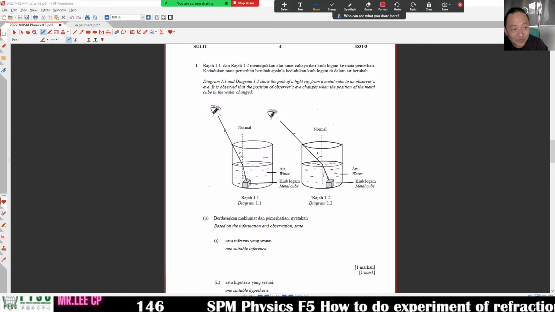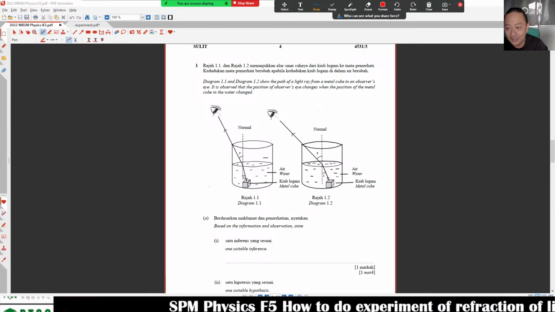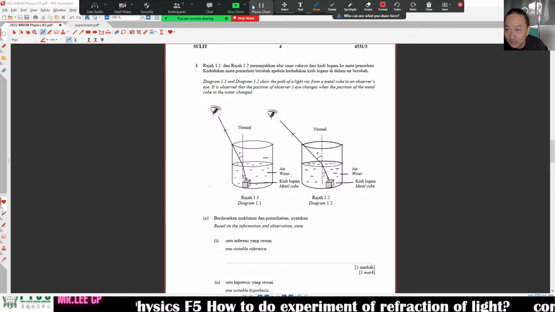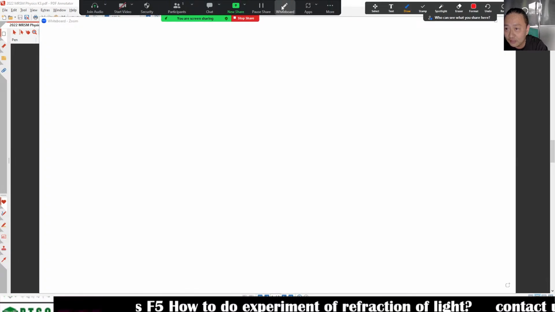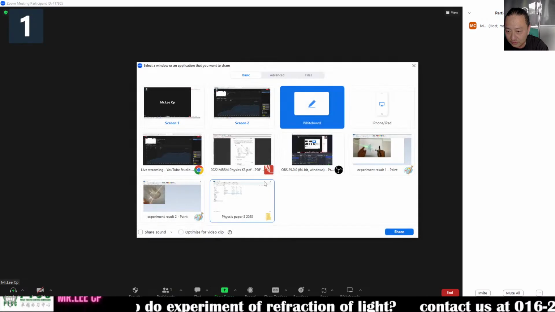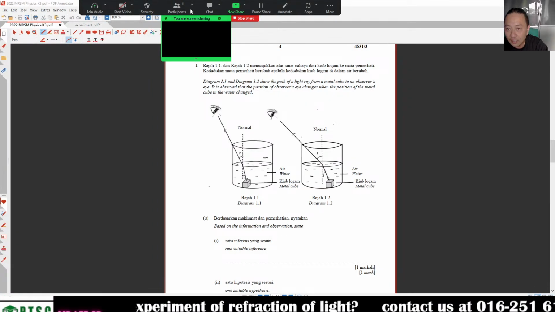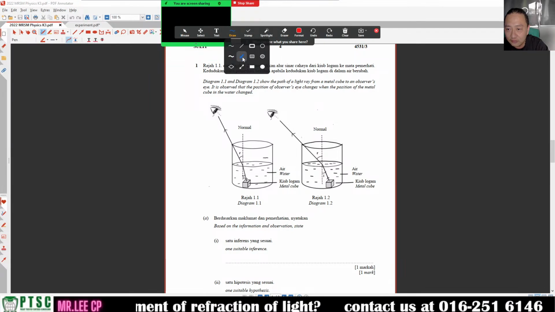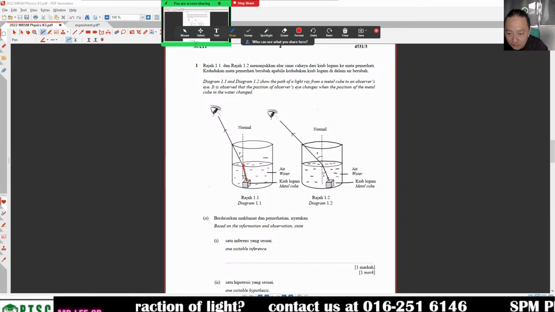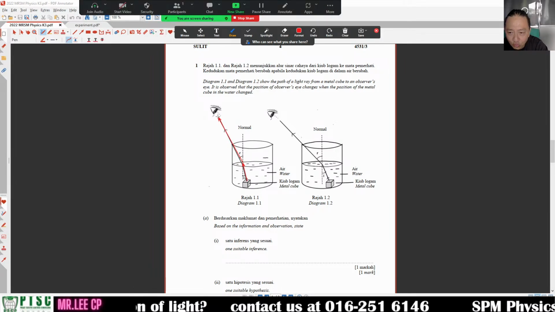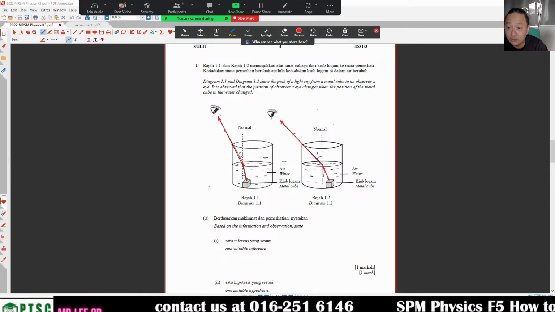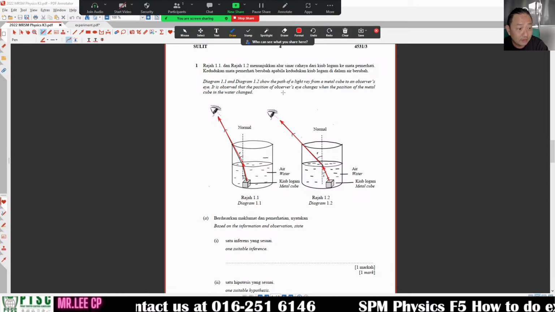Alright. This one, you see the light travel from here. You can see the light travel from here. Let's share this one. You can see the light travel from here. The arrow is there for you already. Not I say so, the diagram says so. Right?